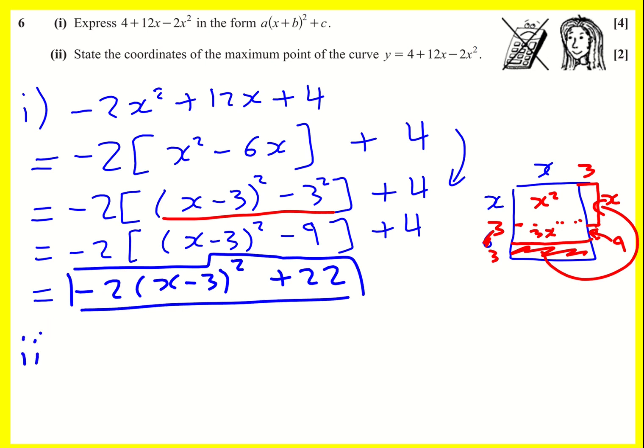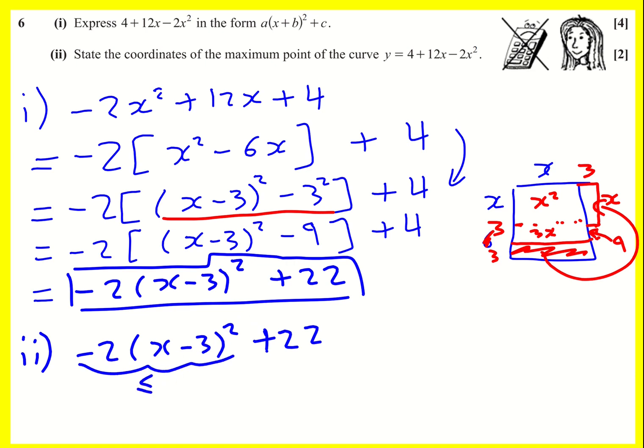Okay, part 2. State the coordinates of the maximum. Well, this bit in the bracket is always greater or equal to 0 because I'm squaring a number. Now, because I'm then multiplying it by a negative, this thing is always going to be less than or equal to 0. And if I then add 22 to it, it's going to be less than or equal to 22. And that is going to be my maximum.